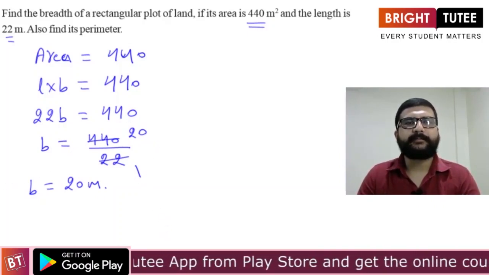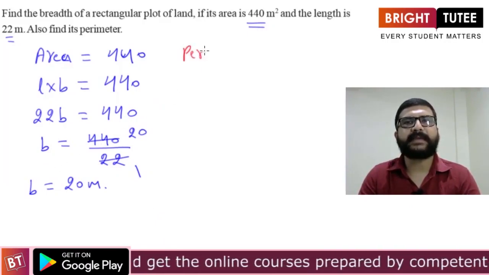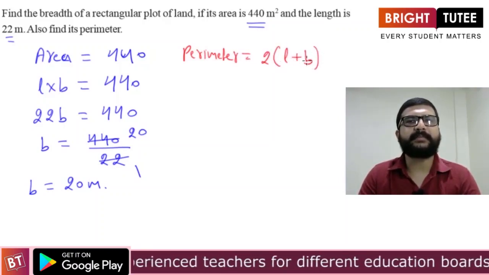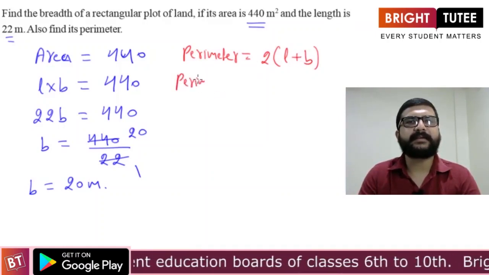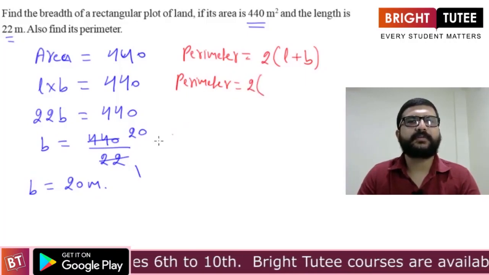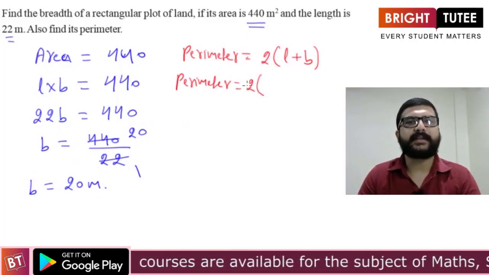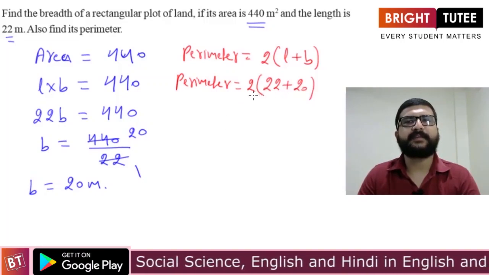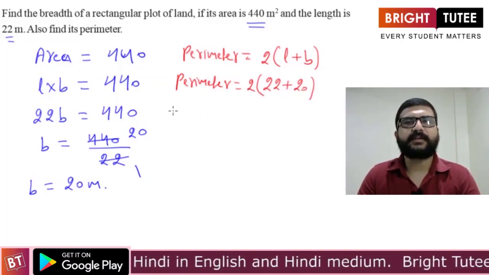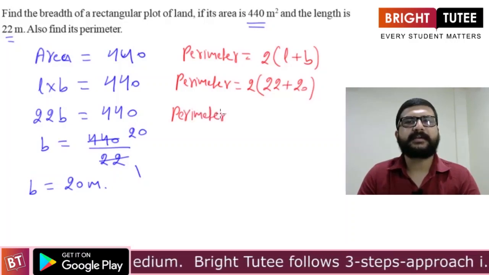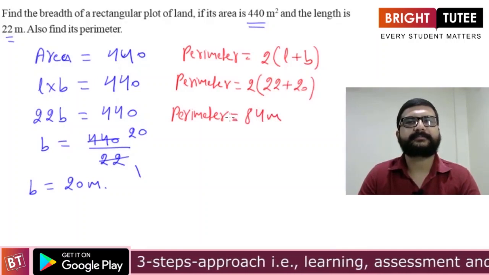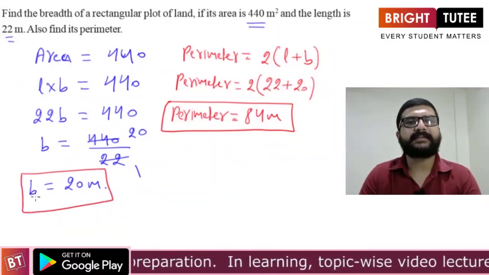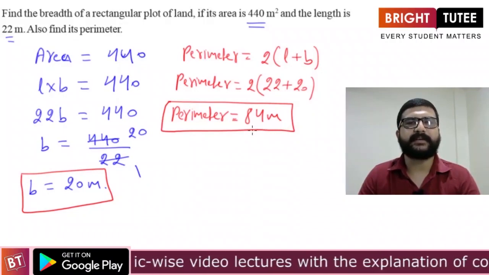Now we have to find perimeter of this rectangle, and we know perimeter is equal to 2 into L plus B. Now we know value of L and B. Let's put it here. So this will give us perimeter is equal to 2 into length is 22 and breadth is 20. So this will be 22 plus 20. Now 22 plus 20 is 42, and 42 into 2 is 84. So therefore we will get perimeter is equal to 84 meters. So answer for this question will be breadth is equal to 20 meters and perimeter is equal to 84 meters.